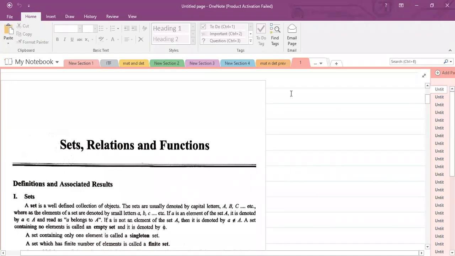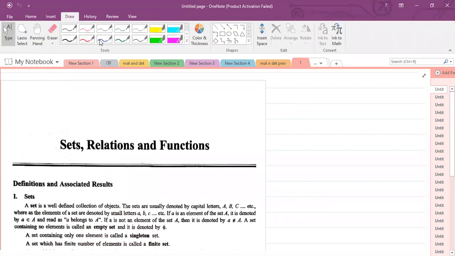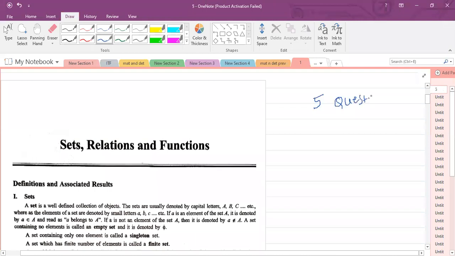So today let us discuss sets, relations, and functions for CET. You will study this in first PU as well as second PU. Few concepts are studied in first PU and few concepts are studied in second PU, but this is a very important chapter as far as CET is concerned, because you can expect a minimum of 5 questions from sets, relations, and functions, and they are really easy questions.